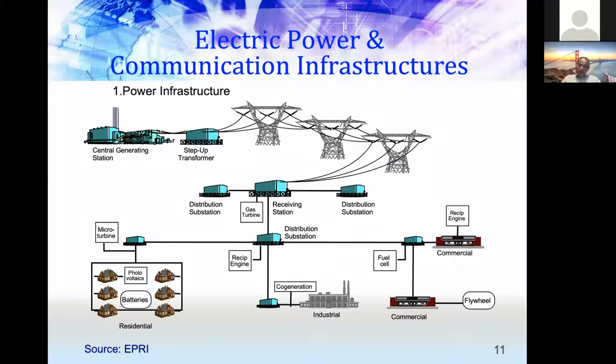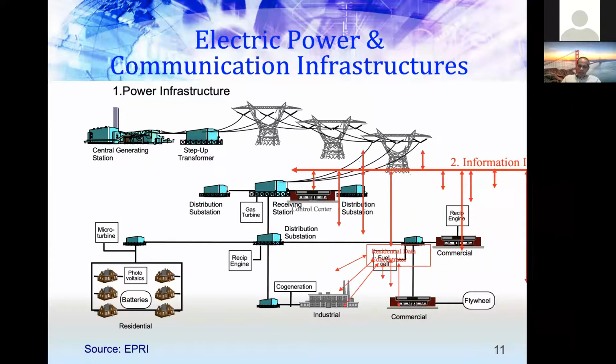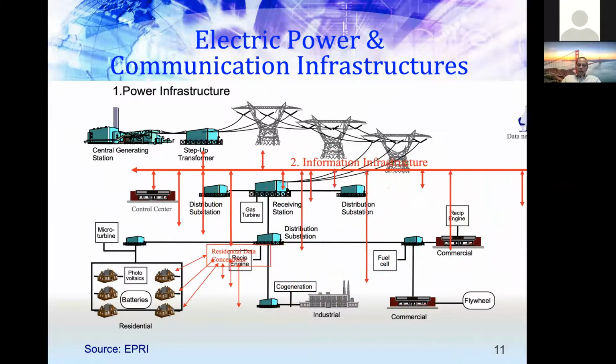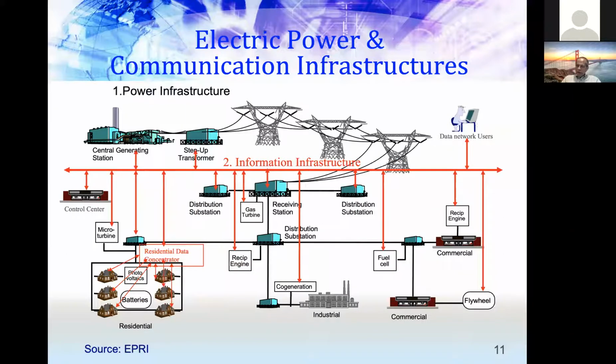Now, what is new, we are now superimposing that electric power infrastructure with information infrastructure. That's a communication network. You'll notice in this communication network, all the red lines have arrows pointing in both directions, up and down or left and right. Why is that? We have to provide two-way communication for smart grid.